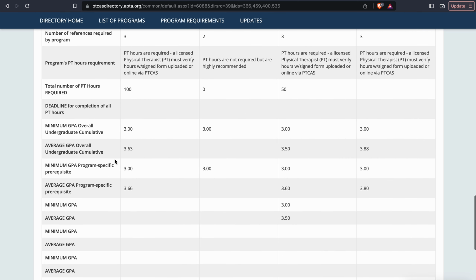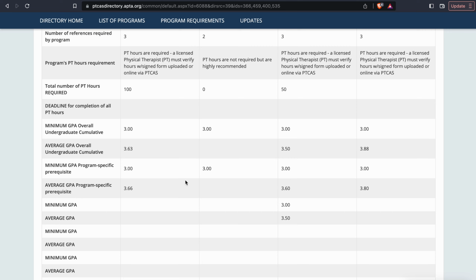Then we come down here and we can look at GPA. Okay, so minimum overall required GPA, pretty much standard, 3.0, 3.0 for prerequisite, as well as cumulative GPA. So if your GPA is below that, let's say I'm an applicant, I have a 3.4 cumulative and a 2.9 prerequisite GPA.